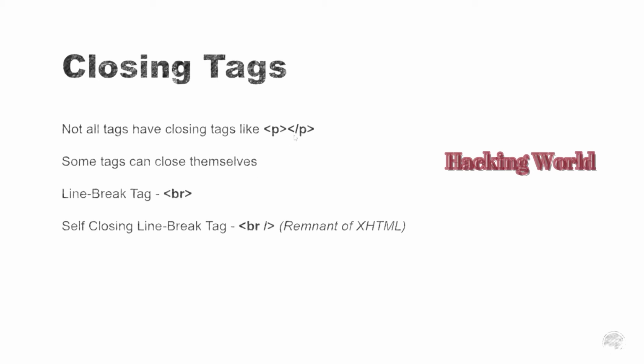We don't have the closing tag with the slash. Now you can use self-closing tags, such as this line break. You can see we have a slash here. This is needed for XHTML. So if you're writing XHTML and you use the XHTML doc type, then you want to make sure that you have your slashes in your self-closing tags.